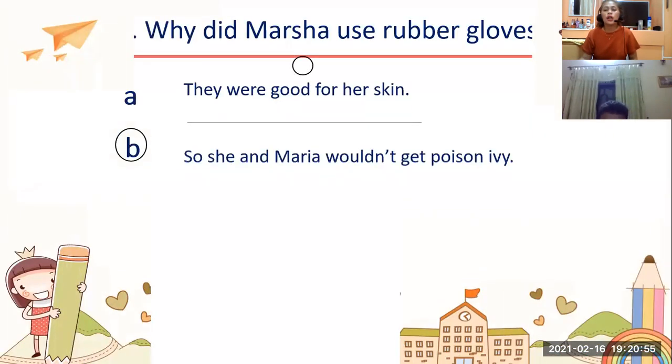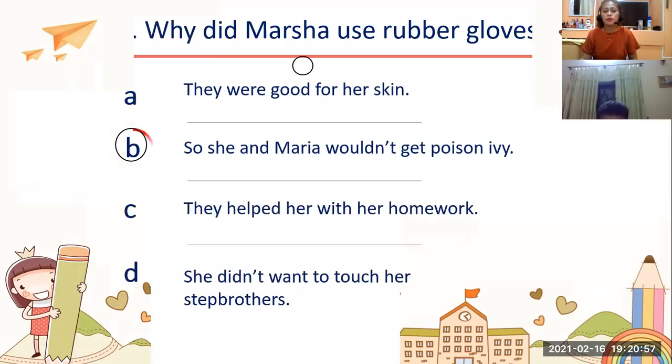Why did Marcia use rubber gloves? Why do you think Marcia used rubber gloves? They were good for her skin, so she and Maria would not get poison ivy. So they helped her with her homework, or she didn't want to touch her stepbrothers.